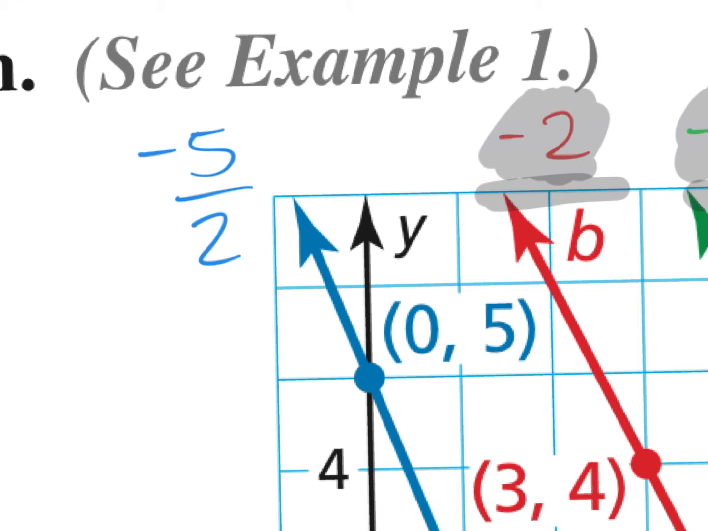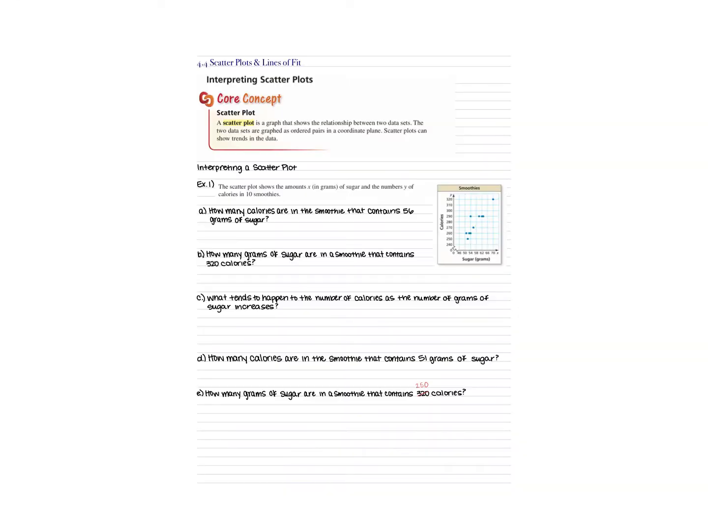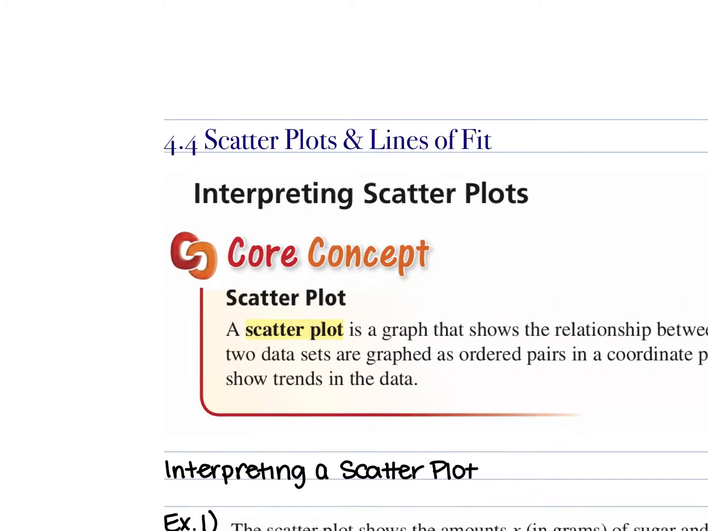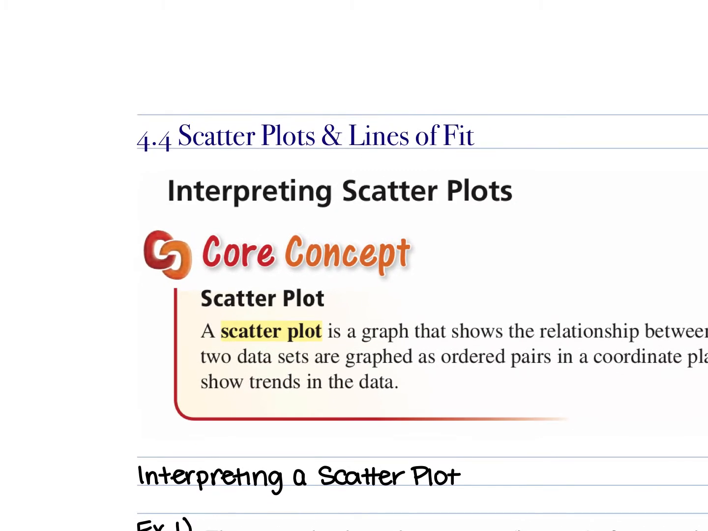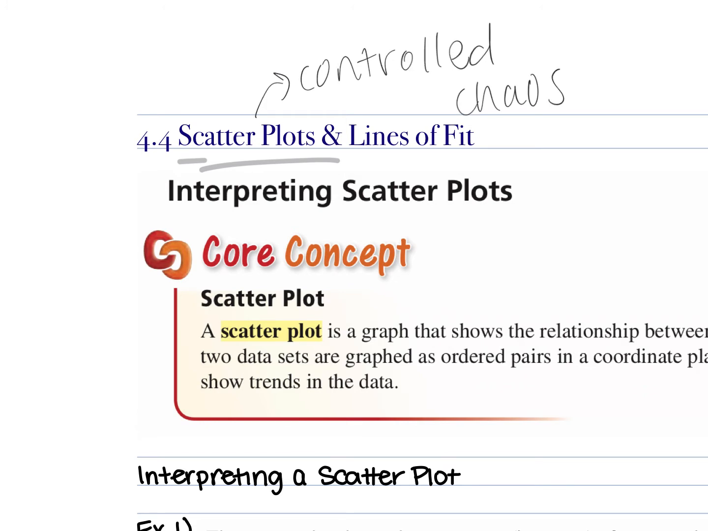Okay, you can turn your quizzes over. All right, so today what we're talking about is something called a scatter plot. How many people have heard the word scatter plot before? Okay, so a scatter plot, how I like to remember it, and it's a funny little saying, is controlled chaos, okay? Sometimes it's very controlled and your scatter plot leads you to believe that the equation is a line, and other times it's complete chaos and there's no line that represents the data, okay?